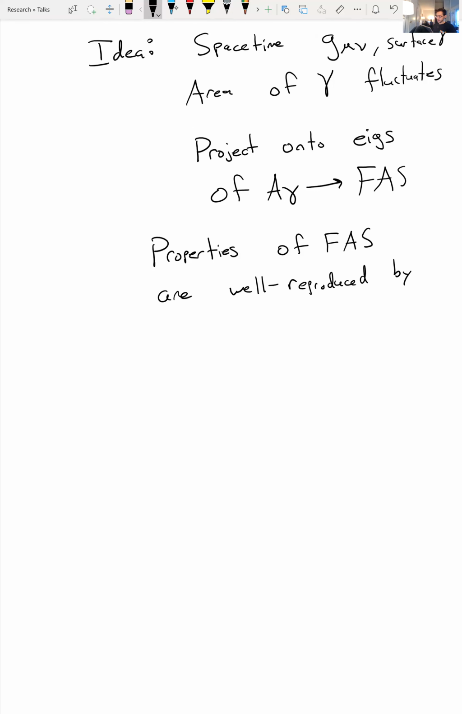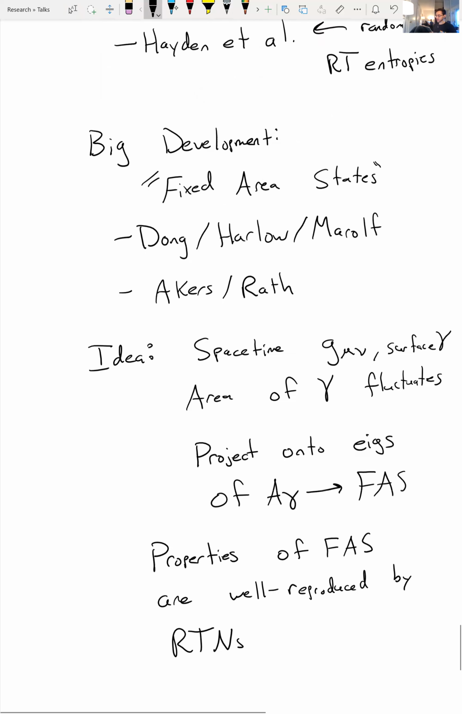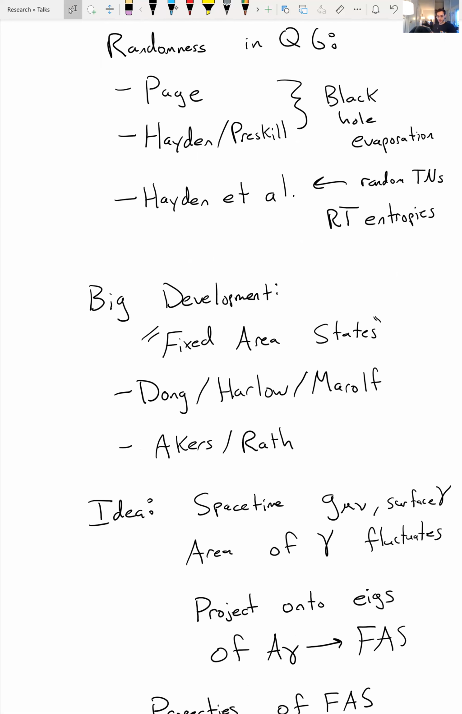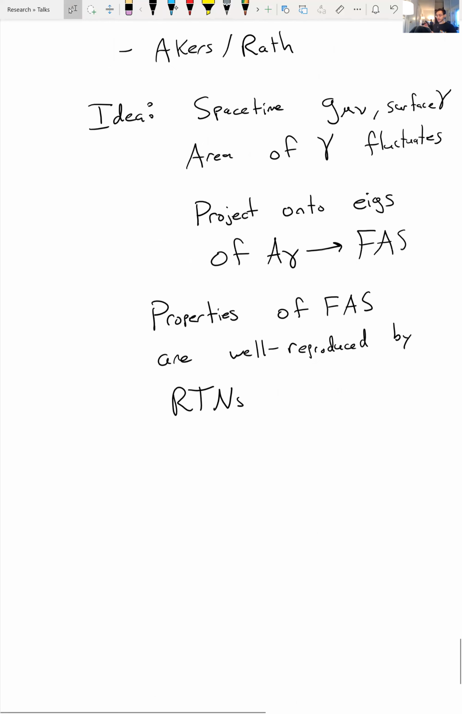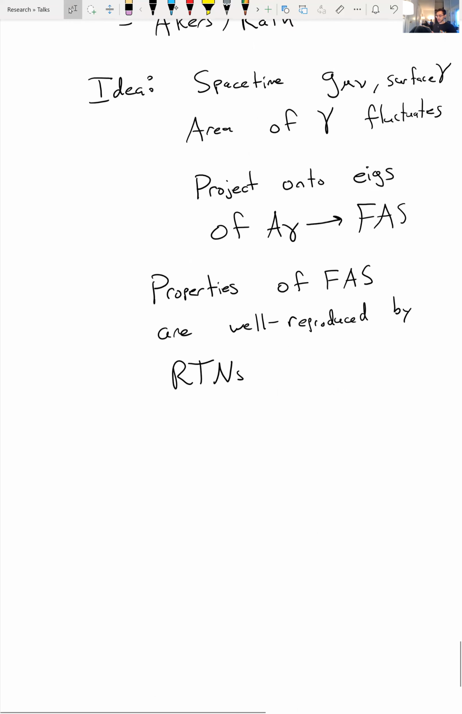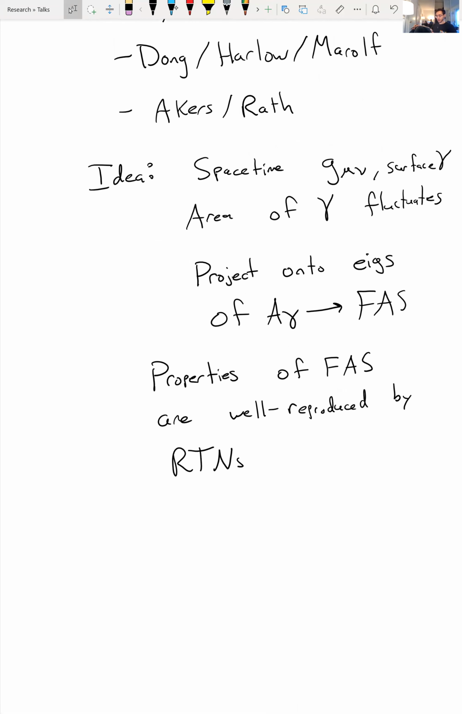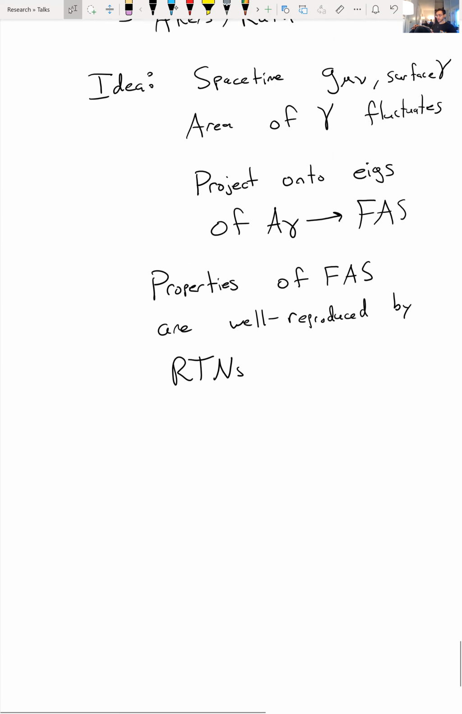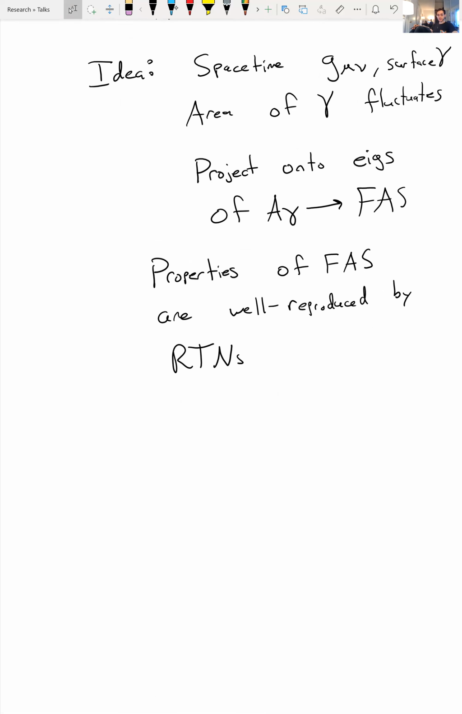Now, to explain that, I need to tell you something that I didn't tell you before, which is that while random tensor networks do a very good job of reproducing the Ryu-Takayanagi entropies, they don't do a very good job of reproducing the other Rényi entropies. They give the wrong answer for the other Rényi entropies, but they give the right answer for the Rényi entropies of fixed area states. So it seems, and this was, I think, what was really stressed by Dong, Harlow, and Marolf, that random tensor networks give quite good models of the properties of these fixed area states.